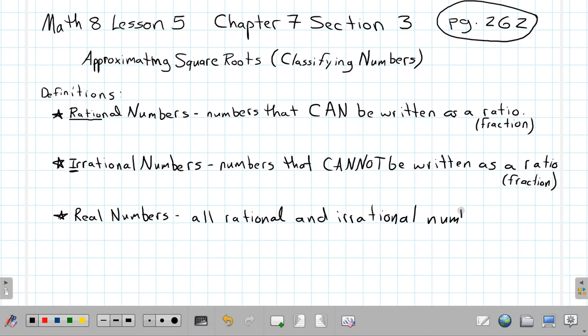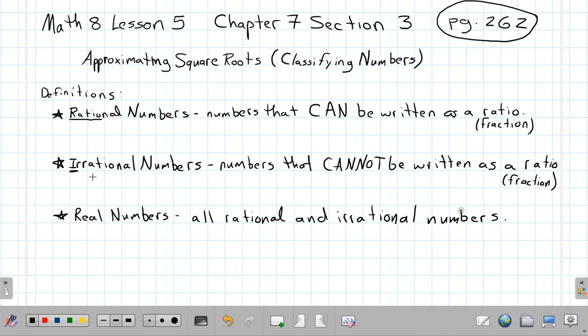So all the numbers you've seen so far, scientific notation, square roots, okay? Anything written with an exponent, that's going to be a real number, okay? So all the rational and irrational numbers together, that makes up what we call the real numbers, okay?